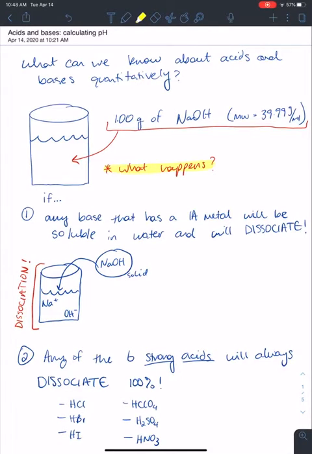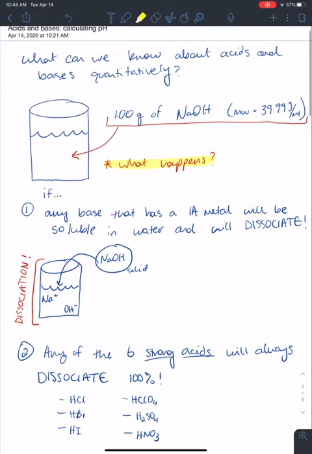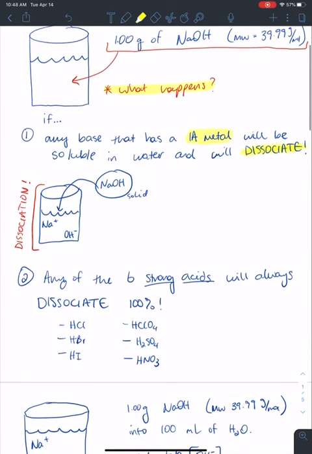Hopefully, based on remembering your solubility rules, you know that anything that is bound to a 1A metal will be soluble in water, specifically this base, sodium hydroxide. And if it's soluble in water, that means it's going to dissociate. And what does it mean for something to dissociate? It means that it breaks up into its constituent ions. And that's really important for us.